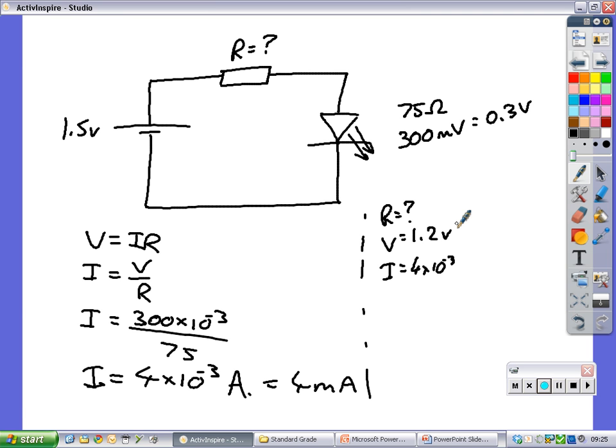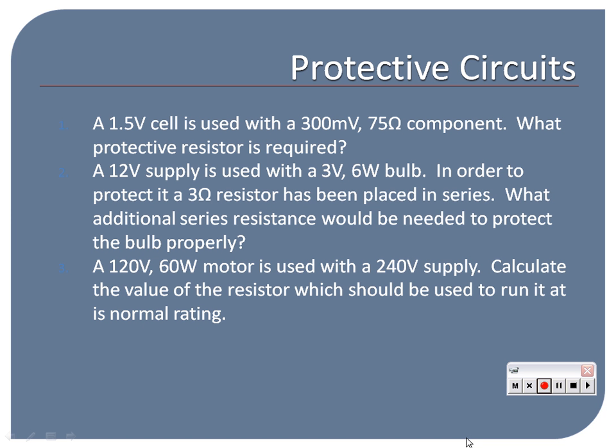So 1.2 there. V equals IR, so R is V over I, which equals 1.2 over 4 times 10 to the negative 3. Do that please. So R is 300 ohms. Now, that's example 1. We're going to have a go at doing some of these in a minute. But before we do that, let's go back to that question, just so we all are clear.